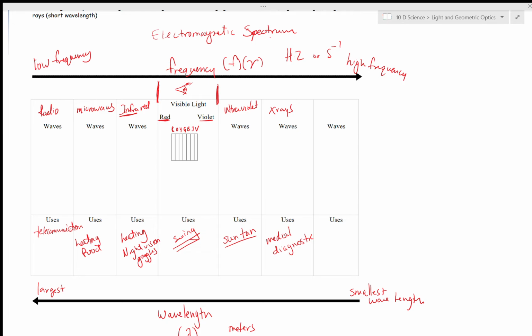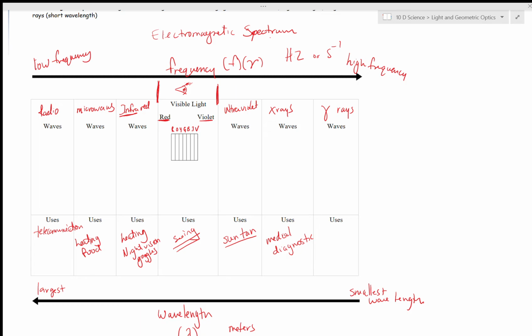Now we're still increasing in terms of frequency and decreasing in terms of wavelength. So these are very small wavelengths, really, really tiny. And then as we go towards the last one here, we get into very small wavelengths with very high frequency. And the last one is called gamma rays. Okay, and gamma rays are very, very dangerous.